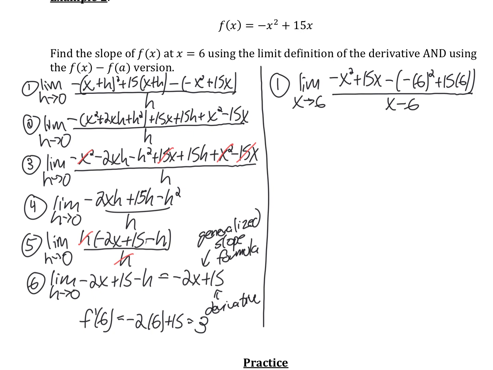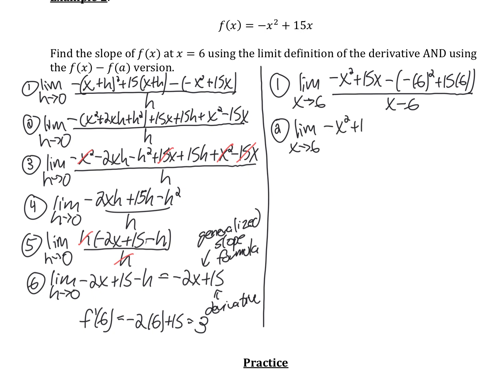And you can see if you try to solve this limit here, and you plug in 6, you're going to get a 0 in the denominator. So much like we did in the x plus h version, we're going to have to simplify the numerator, see if maybe we can do some factoring and we can cancel out that x minus 6 in the denominator. So let's try this again. The limit as x approaches 6. Okay, let's see if we can simplify this.